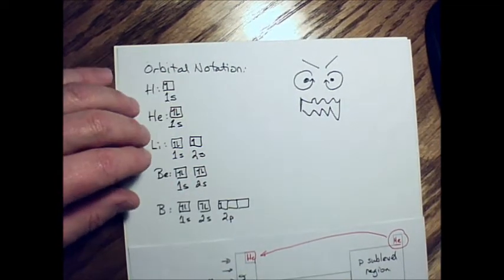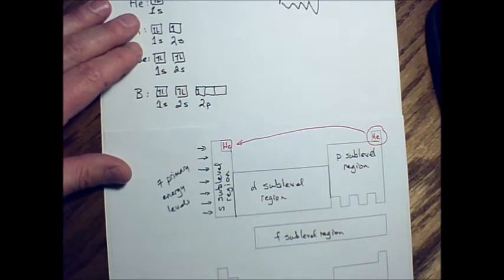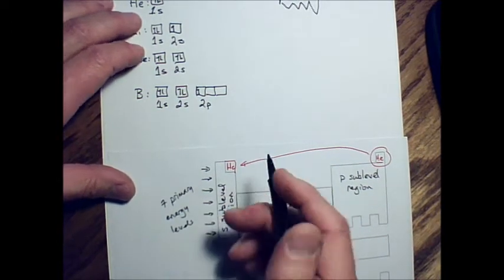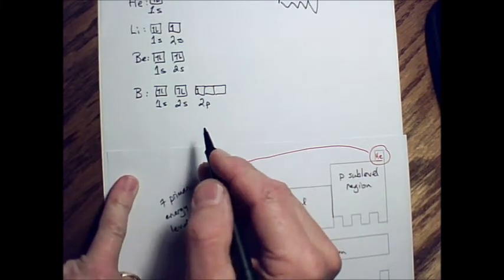Wait a second. So the sublevels are the S, P, D, and F. Yes. Okay, and then in the S sublevel, you're only going to have one box. S sublevels only have one box. All right. That's boron.